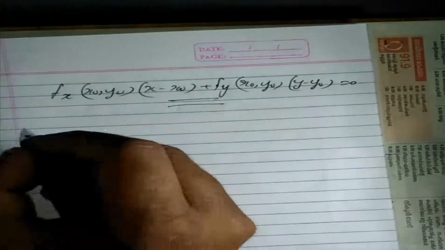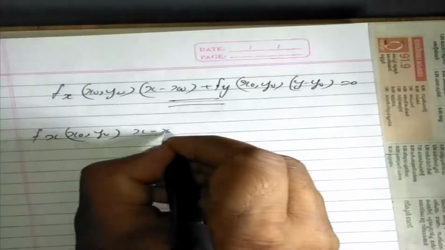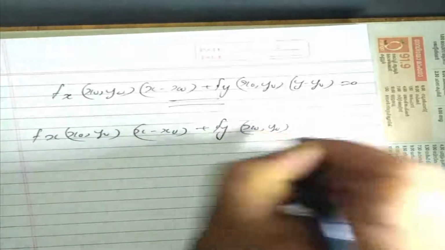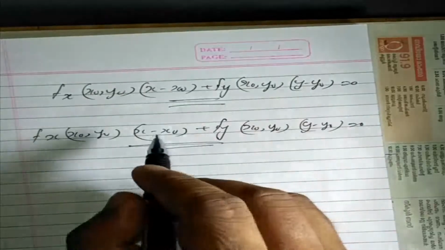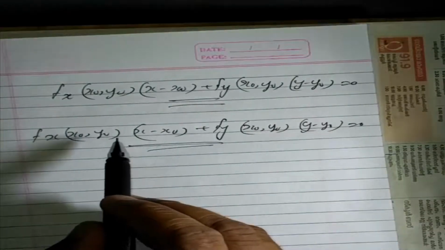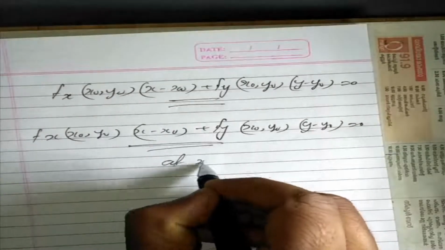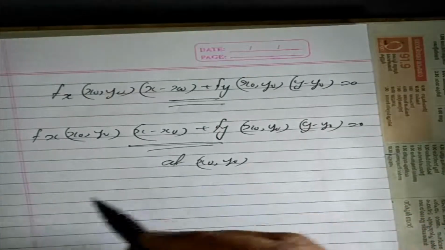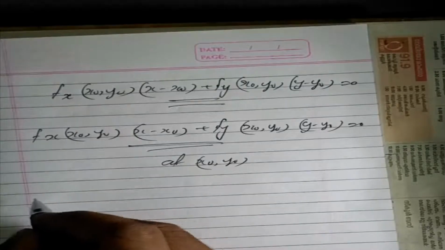This is the main equation: the coefficient fx of x naught comma y naught times (x minus x naught) plus fy of x naught comma y naught times (y minus y naught) equals 0. This is the equation of the tangent line to the curve at the point x naught comma y naught. Now let's go to a problem, which makes it easy to understand and recall.